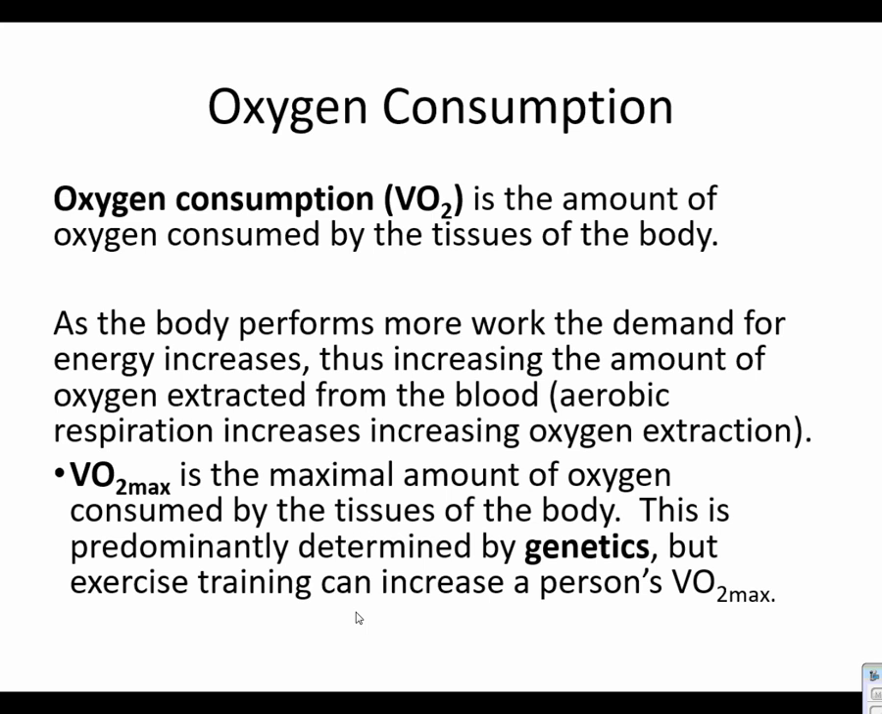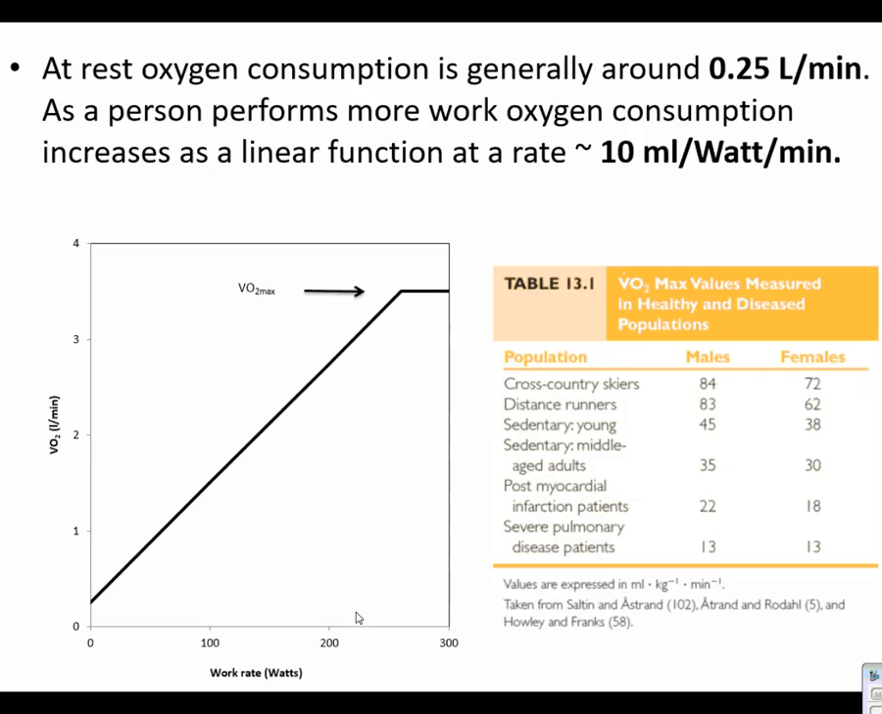VO2 max is the maximal oxygen consumed by the tissues of the body. It is the best measure of our cardiorespiratory fitness. It's predominantly determined by genetics. We're all products of our parents in this case. It can be improved with training, but I'm guessing we're all sitting in this room because we're not elite-level VO2 max athletes. Otherwise, we'd probably be training for the Olympics or something like that.